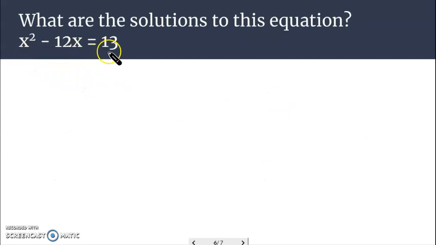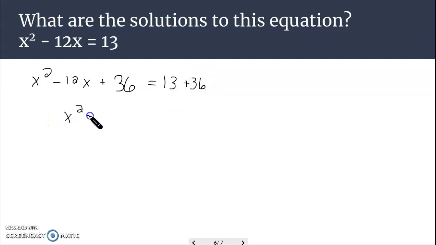x squared minus 12x equals 13. Variables by itself, x squared is by itself. Let's take half of negative 12, which is negative 6, square it. Negative 6 squared is a positive 36. That equals 13 plus 36. We're keeping the equation balanced. We'll factor the perfect square trinomial on the left, x minus 6 quantity squared. Oh, and that square should not be there. Just x minus 6 quantity squared equals 49.